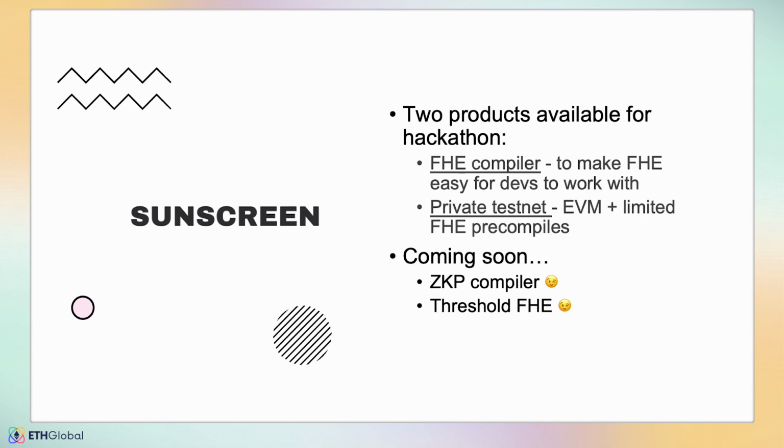We have some pretty exciting things in the works. Specifically, we have our zero-knowledge proof compiler, and we're also working on an implementation of a threshold FHE scheme that would support private shared state. Unfortunately, neither our ZKP compiler nor our threshold FHE implementation will be available for this hackathon, but stay tuned. You might find this at another hackathon.